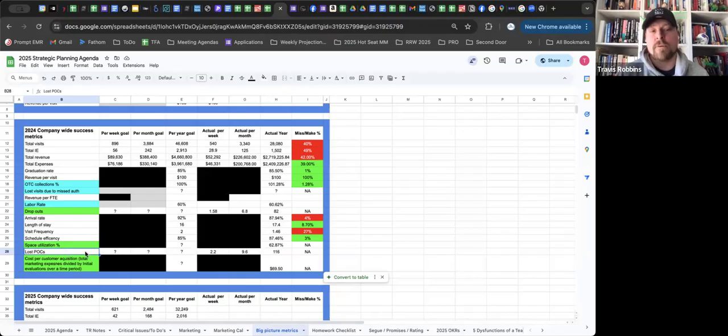Lost plans of care. We started looking at this this year. These are initial evaluations that were in our schedule and did not come in for their initial evaluation, either no-showed or canceled. We took a big look at that this year. We had a total of 116 this year. We want to try to cut that down, but that was actually a big improvement from last year.